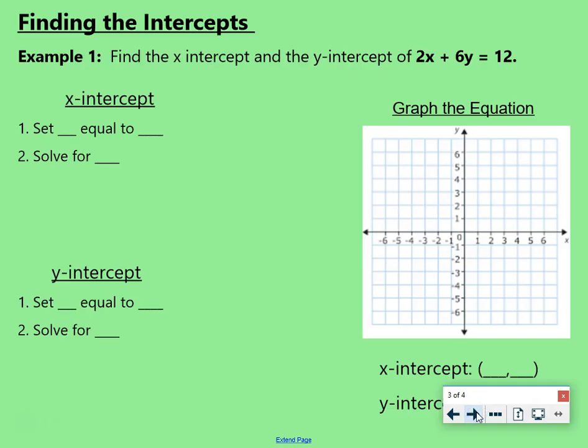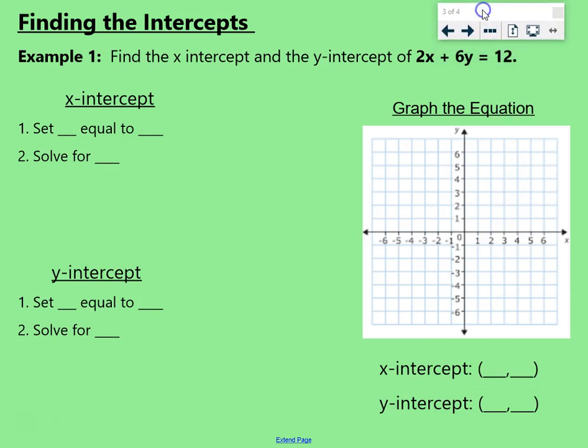All right, so we are going to use the intercepts to graph a function. So find the x-intercept and the y-intercept of 2x plus 6y equals 12, and then we're going to graph the equation. So to find an x-intercept, we have to set the opposite variable, so y, equal to 0, and then solve for x.